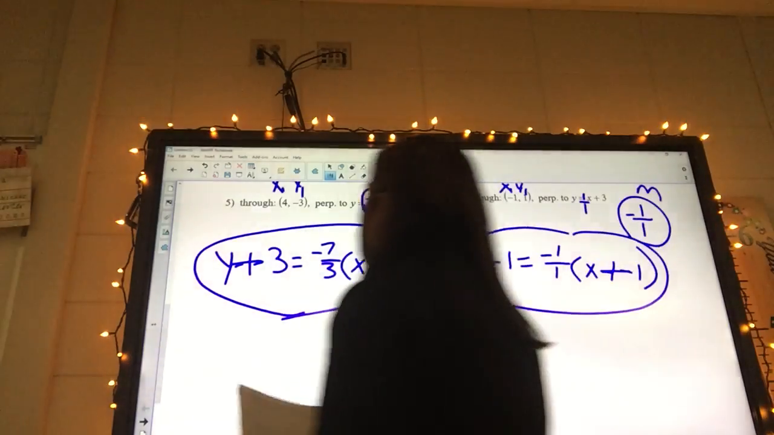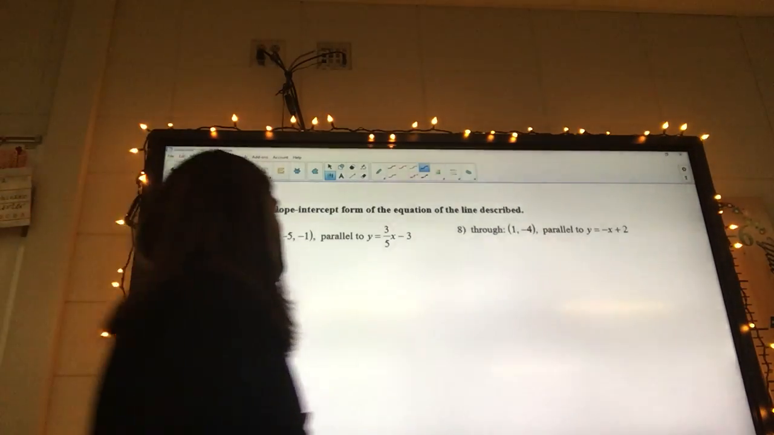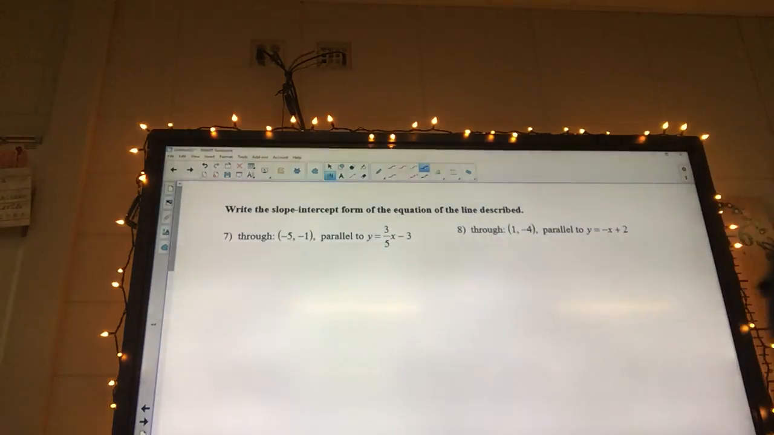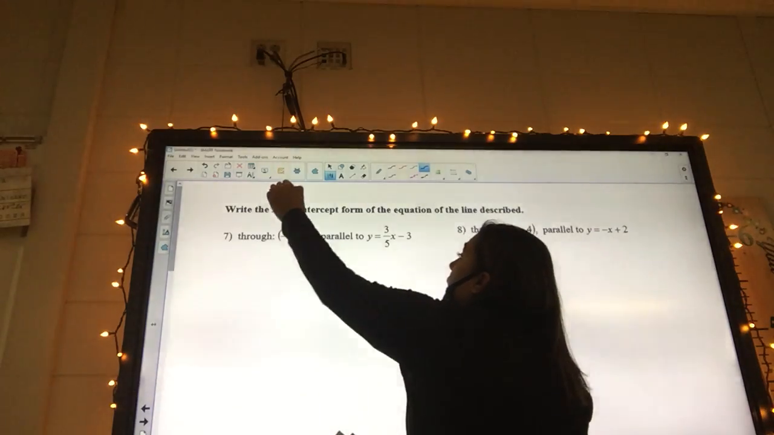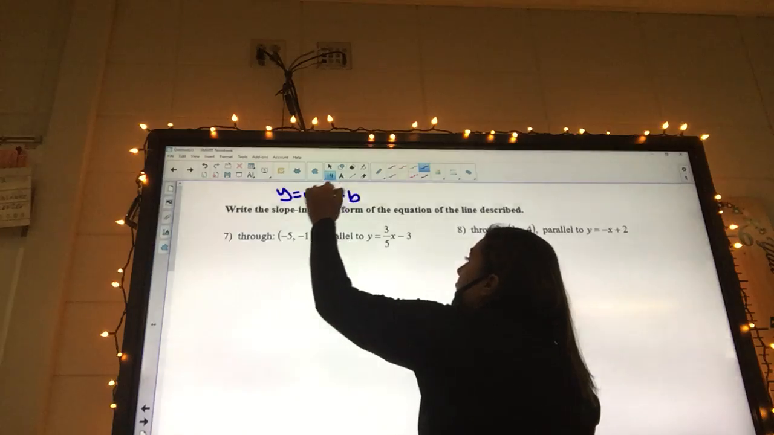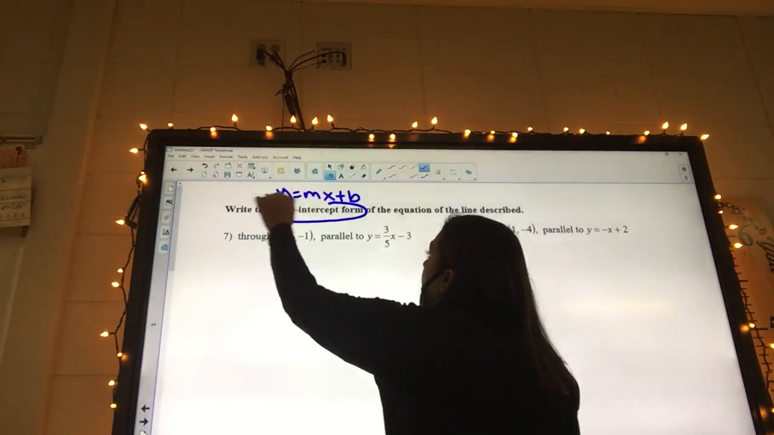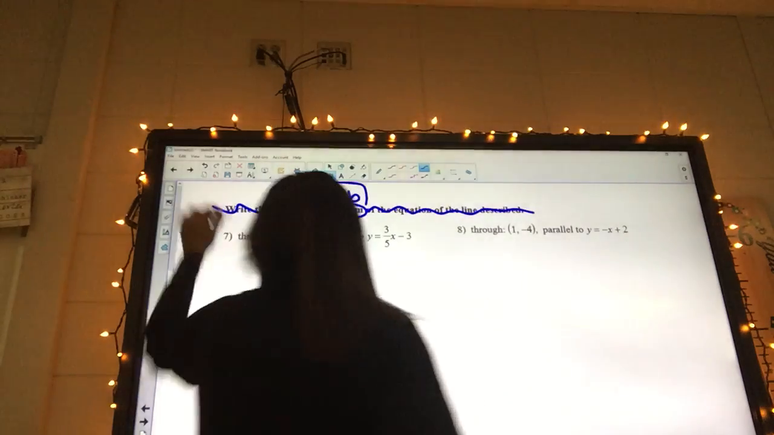Okay, go to 7. Number 7 says write the slope-intercept form of the equation of the line. Slope-intercept form is y equals mx plus b. What does our m mean? What's a b? And you can really cross off all this other stuff.